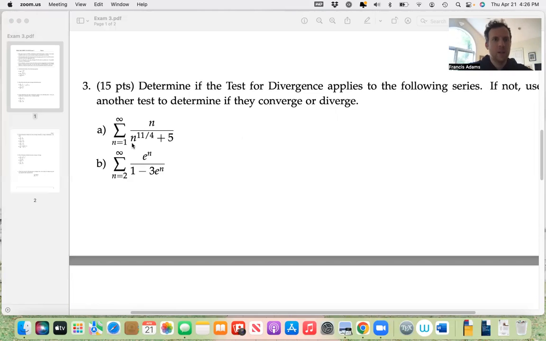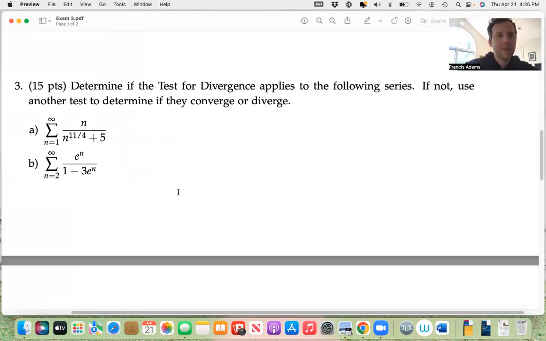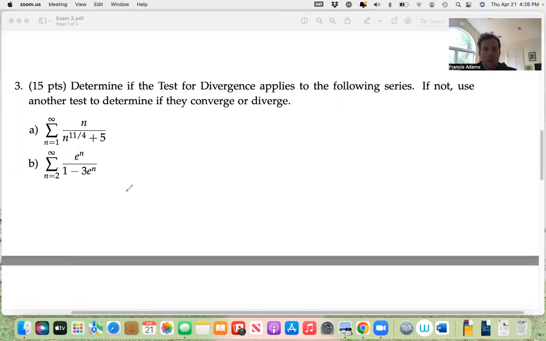So number 3 here, and can I get rid of my sidebar? Nice. All right. So number 3 is saying, first, check the test for divergence. This won't always be there, but it's a good first test to try, really, no matter what. In this case, it's saying, let me know if the test for divergence works or not. And if it doesn't work, do something else. So the one of these where the test for divergence will work is actually B.